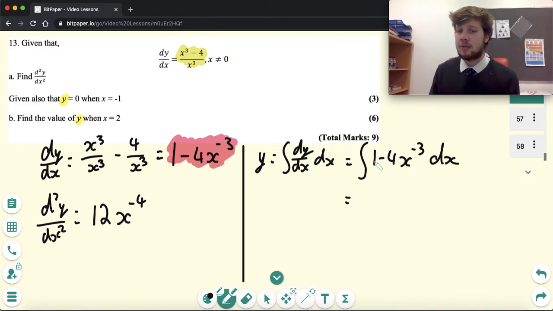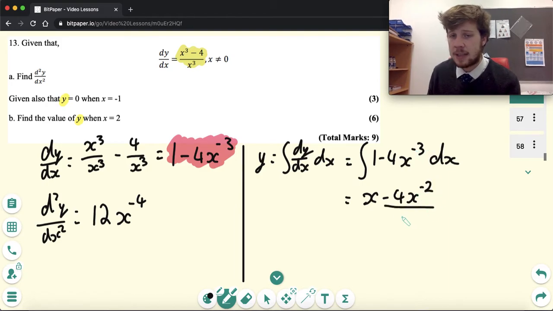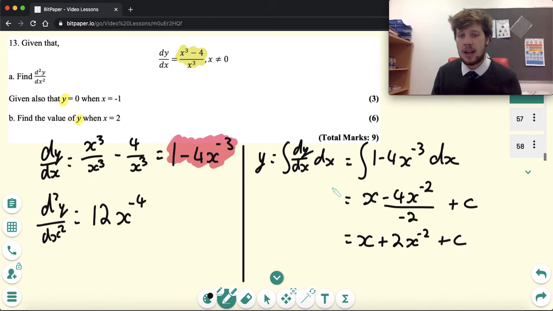By performing the integral, raising the power by 1, well, this is 0, so at the moment it's going to be just x. Take away, well, 4x raising the power by 1 is negative 2, divided by negative 2, plus c. Sorting this out, I'm going to get x. Negative 4 over negative 2 is positive 2, and then it's x to the negative 2, plus c. And that would be my equation for y.